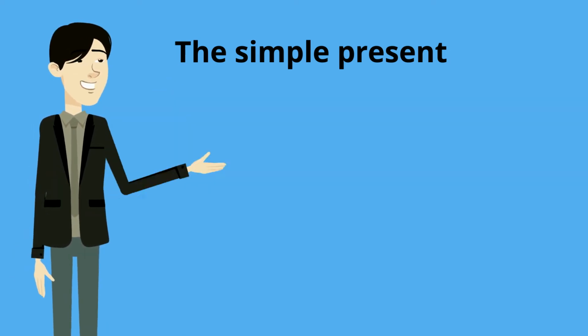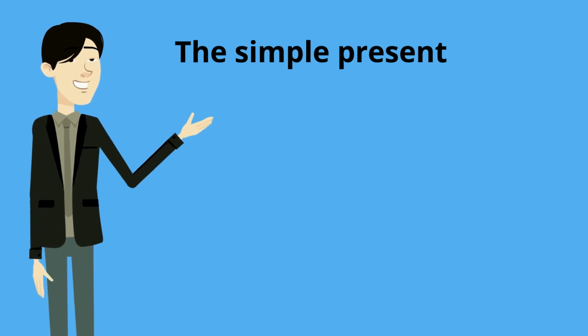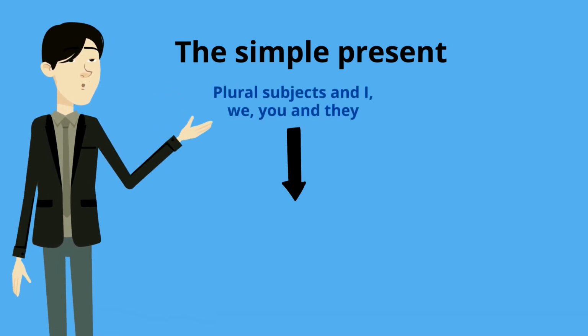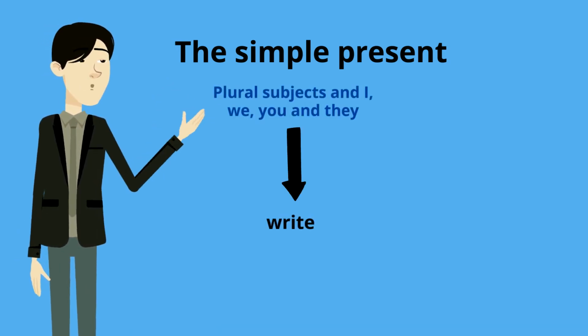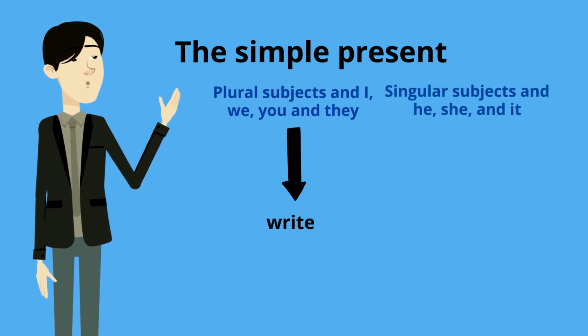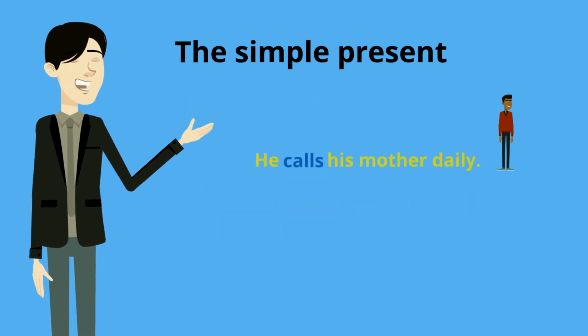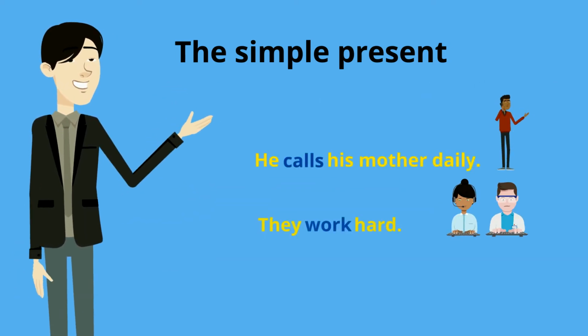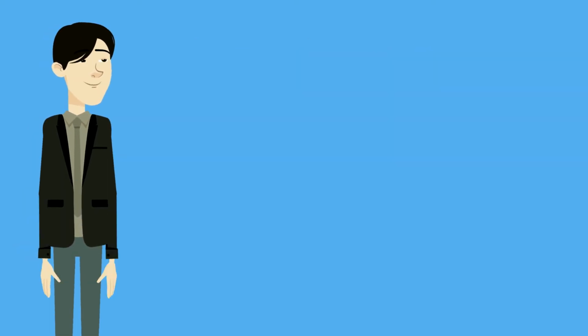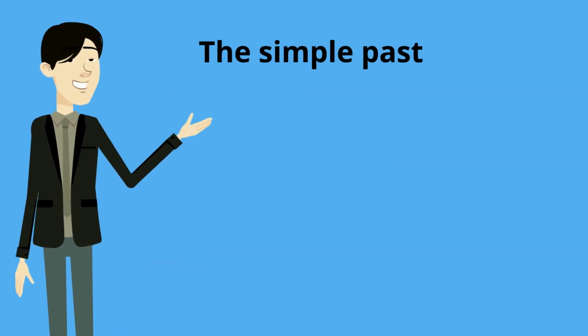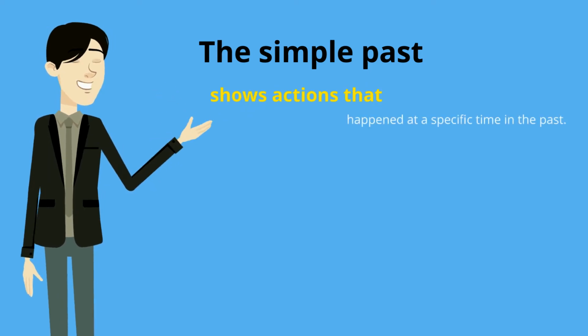To form the simple present, we use the base form of the verb, with plural subjects and most subject pronouns, but with singular subjects or third-person singular pronouns we add s to the verb. Example: he calls his mother daily. They work hard.